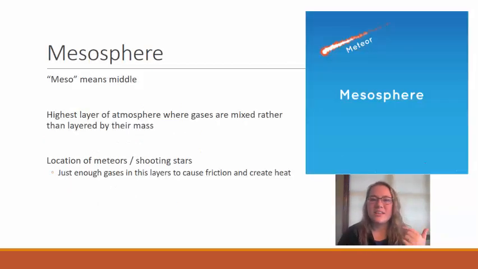The next layer is the mesosphere, and the word meso means middle. Now, this is the highest layer in the atmosphere where the atmosphere's gases are constantly mixed. So that means they are not arranged in layers. And the fun fact about the mesosphere is that this is the location of shooting stars or meteors, because this is the layer of the atmosphere where it's now dense enough to create enough friction to cause those meteors or shooting stars to burn up.